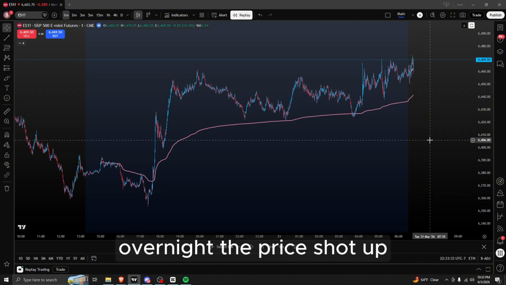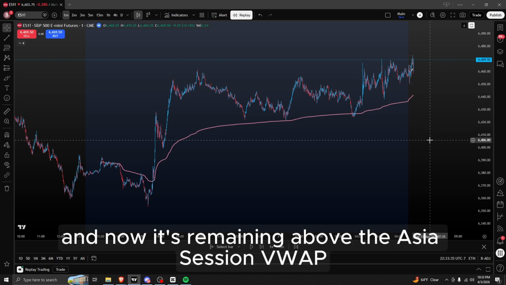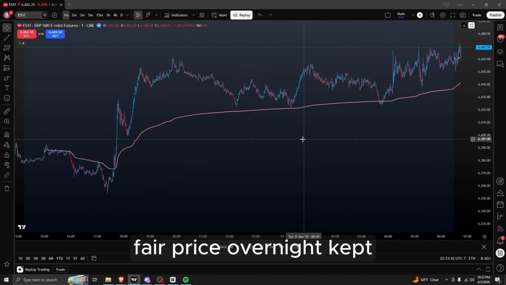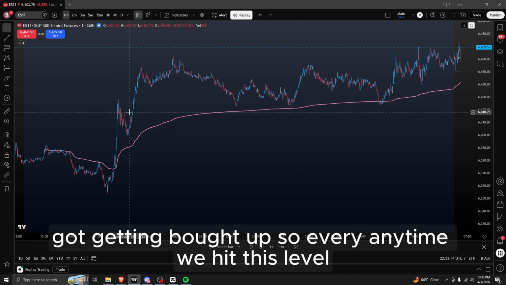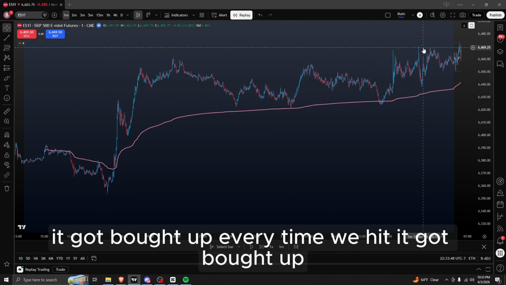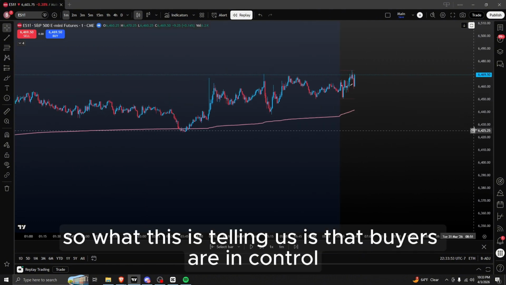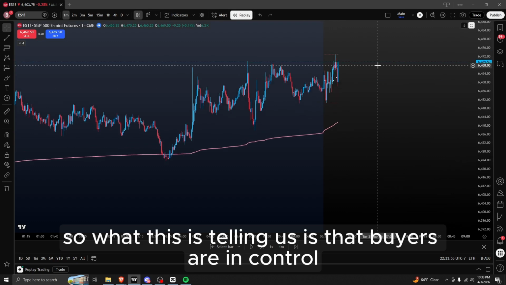Overnight, the price shot up and now it's remaining above the Asia session VWAP. And what that means is that the quote unquote fair price overnight kept getting bought up. So anytime we hit this level, it got bought up. Every time we came close to it, it got bought up. So what this is telling us is that buyers are in control.